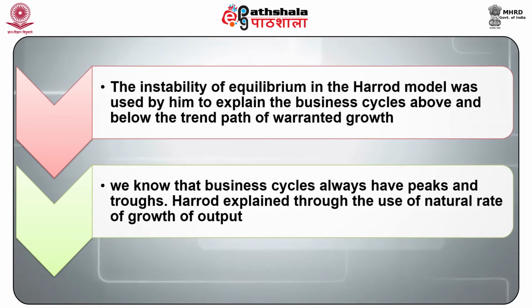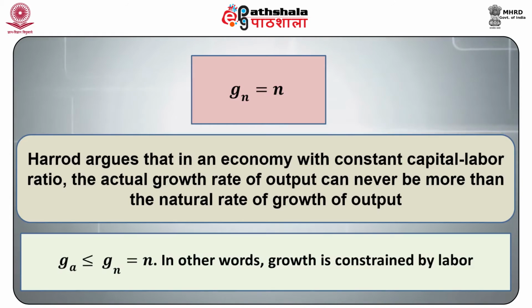But we know that business cycles always have peaks and troughs. Harrod explained these through the use of the natural rate of growth of output. Remember from equation number 7 that Gn is equal to n. Harrod argues that in an economy with constant capital-labor ratio, the actual growth rate of output can never be more than the natural rate of growth of output. That is, GA is less than or equal to GN, which is equal to n. In other words, the growth is constrained by labor.